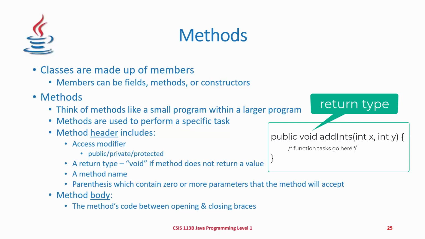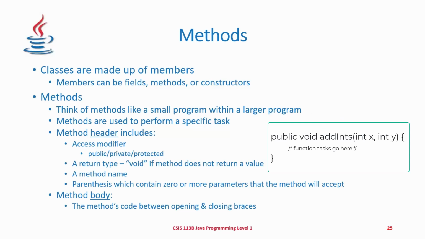So since the method performs a task, a lot of times it's an operation where it's going to take maybe a couple of values that were passed into it and use those values to generate some sort of a result, and then we want to return that result back to the caller of our method. So if the method doesn't return a value, the return type is going to be void. If it does return a value, you'll have to identify what the type is.